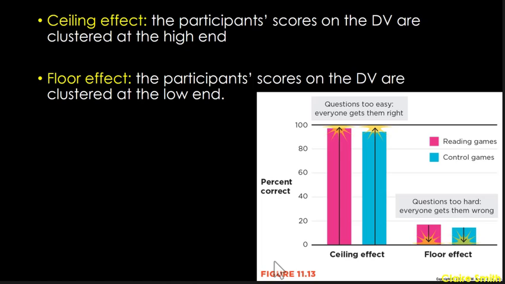Floor effect's the opposite, where the scores are clustered at the low end. So if we're looking again at reading games and helping children read better, you're looking at playing reading games for 30 minutes a day or not, playing some other type of game. Instead, if you make the questions too easy on your measure, so maybe they're 5-year-old kids, they have to click on the letter of their first name or something, all kids can answer that question, right? So it doesn't necessarily have anything to do with how well the reading games are helping them read. The questions are too easy, everyone's getting them right, you're going to see a ceiling effect.